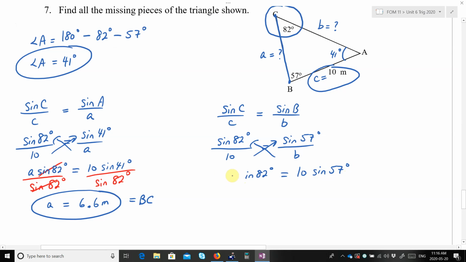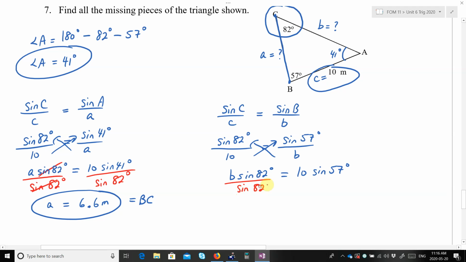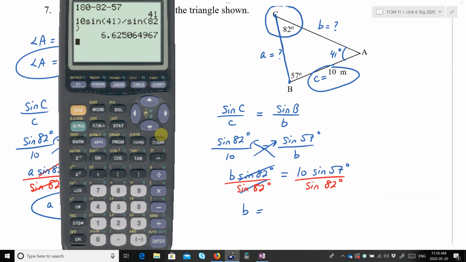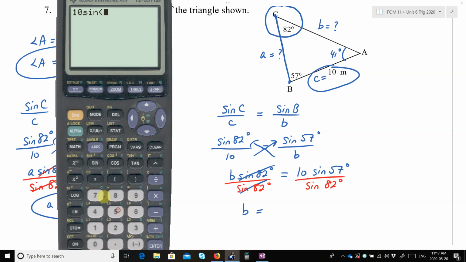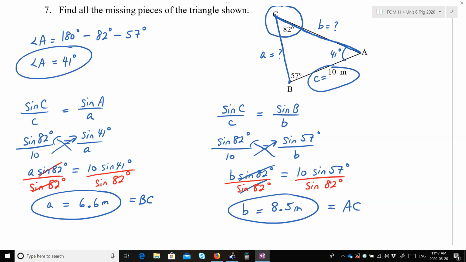That's just going to be b sine 82. And then divide both sides by sine 82, and we get 8.5 meters. Okay, and that is side b, which goes from A to C. So we can call this AC, and that's what they do in the answer key. Okay, so 41 degrees, 8.5 for AC, and 6.6 for BC.